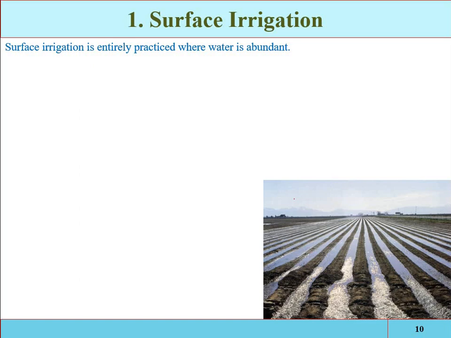available, because the efficiency of surface irrigation systems is only about 20 to 35%. The rest of the water, 60 to 65%, is lost in the conveyance system, application system, and distribution system. So if the water is not easily, abundantly, and inexpensively available, then this method will not be selected or recommended.